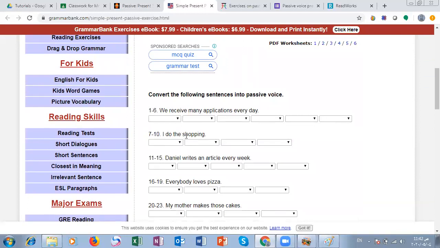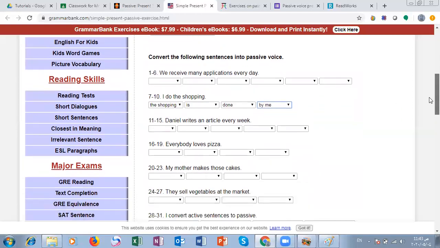Okay, I do the shopping. What is the object in this sentence? Shopping. The shopping. What is the verb to be? Is. What is the past participle? Done. What is the rest of the sentence? So the shopping is done by me. We can delete "by me", but here we have to choose it to correct the sentence.